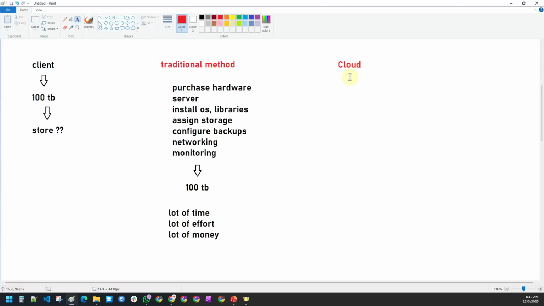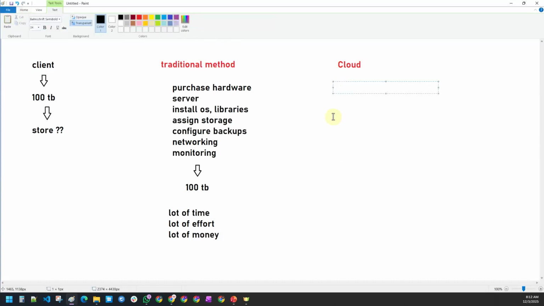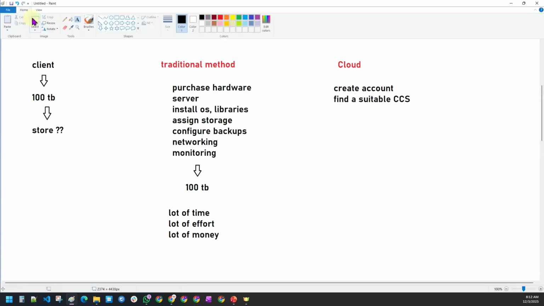When you're working on cloud platforms, cloud providers provide you the cloud computing services. So we first have to create our account in the cloud. Once the account is created, we have to find a suitable cloud computing service, and then we can directly go ahead and store this data. So this is how easy it is.